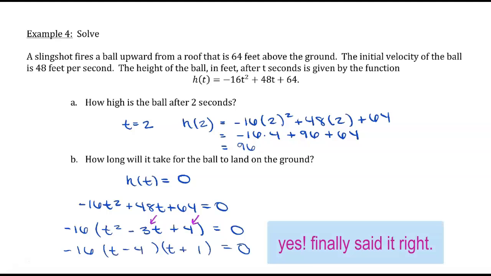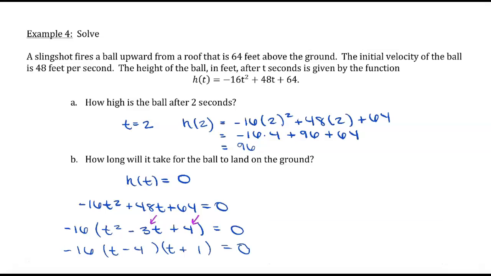Now that we've fully factored the left side of this equation, we can set each factor equal to 0 and solve for t. If t minus 4 is equal to 0, then t must be equal to positive 4. And if t plus 1 is equal to 0, then t must be equal to negative 1. So we found two values for t so that h of t is equal to 0.